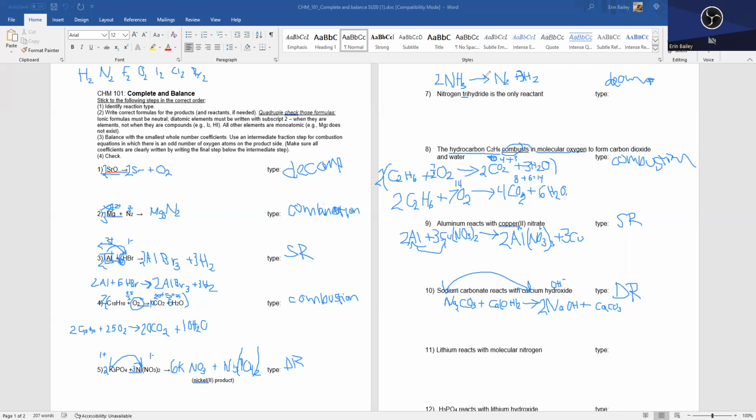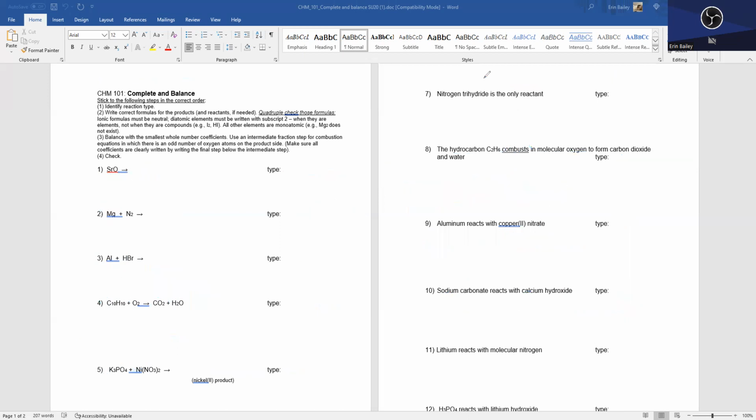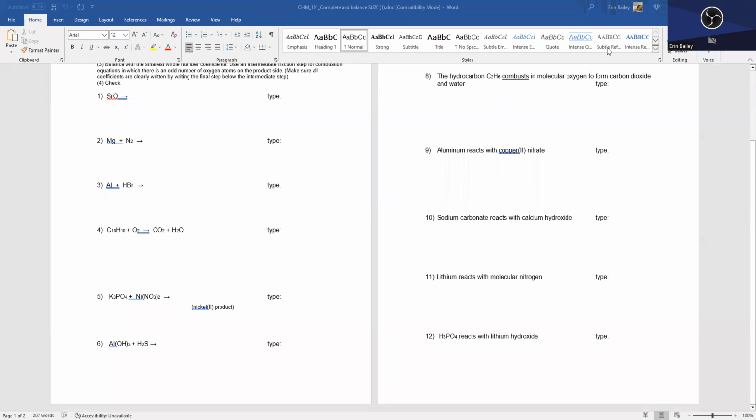Alrighty. Now I'm going to clear all of this and scroll down here so we can get the full thing. So we did number 10, we're going to do number 11. All right, so lithium, that's elemental lithium, just by itself. It's not one of the 7 diatomic elements, but molecular nitrogen is one of the 7 diatomic elements. Nitrogen is a diatomic element, so I have to put that subscript 2 there because it will only exist when it's bonded to another one of its kind.